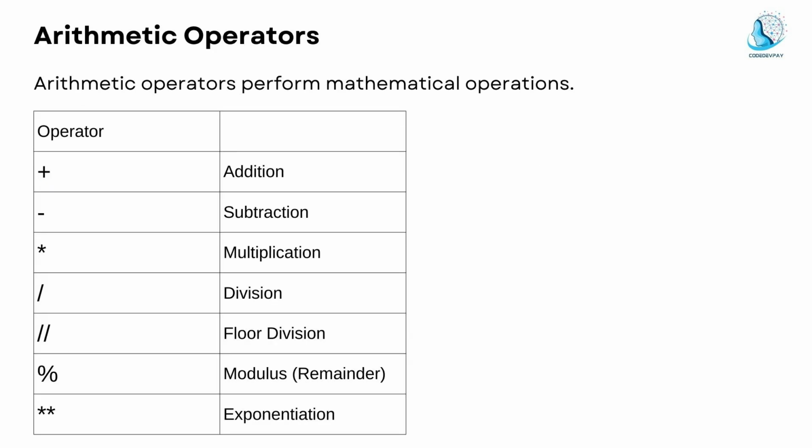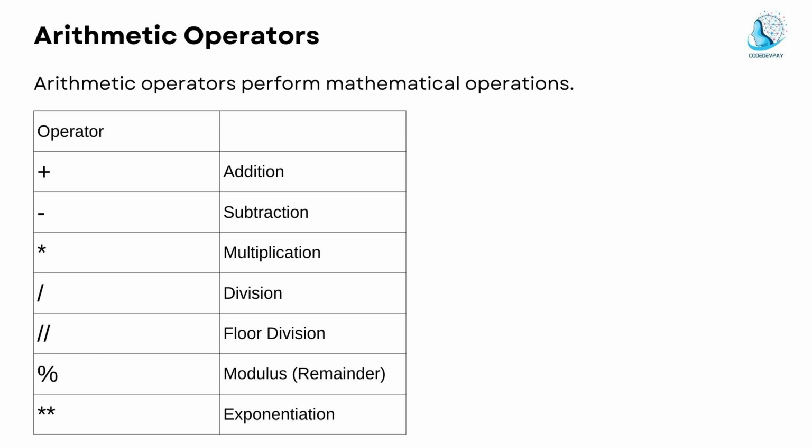Arithmetic operators are used to perform mathematical operations. So let's look at each of them. We have addition, which is the plus sign, subtraction, which is the minus sign, multiplication. So in here, we are using the asterisk for multiplication. We have the single forward slash for division. We have double slash for floor division. The floor division simply gives a value of how much one number can divide another number, excluding the remainder value.